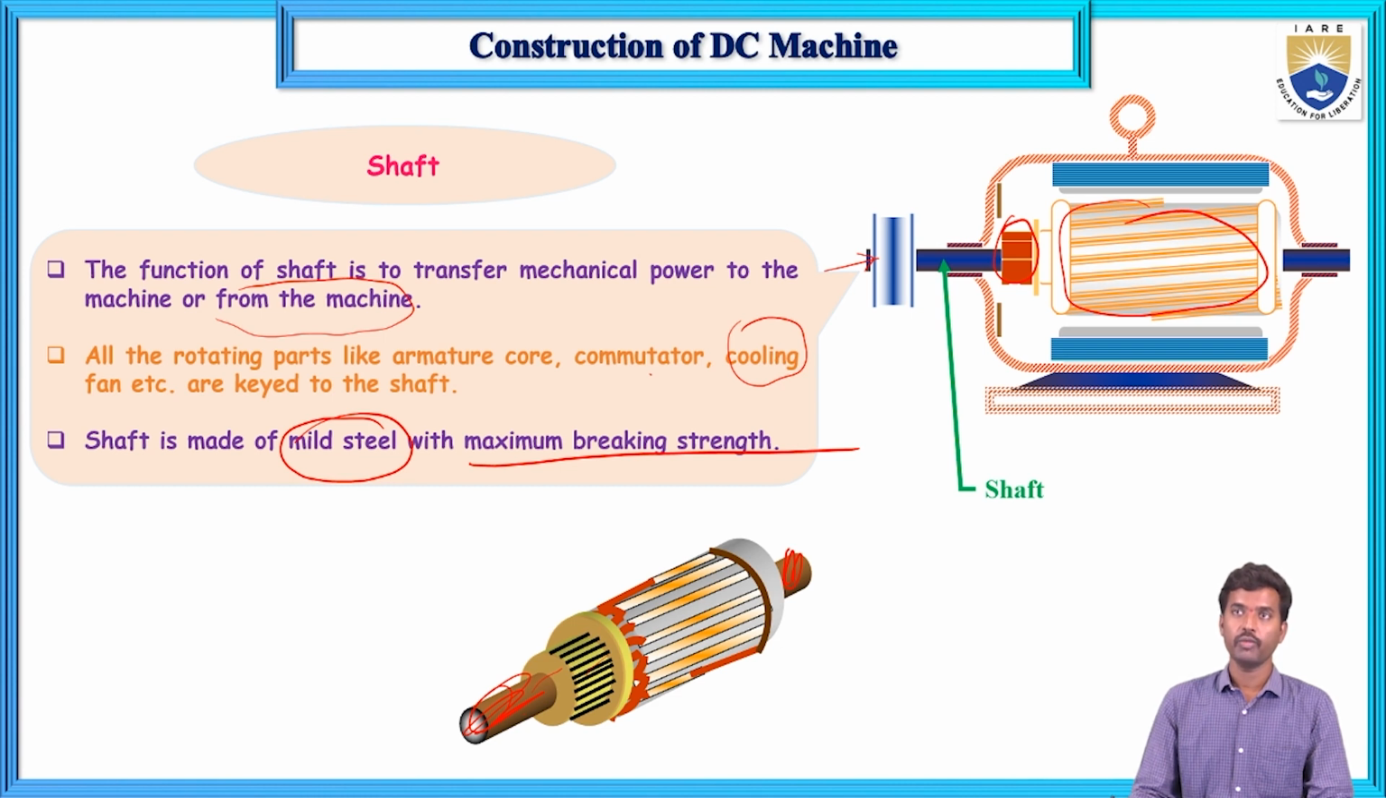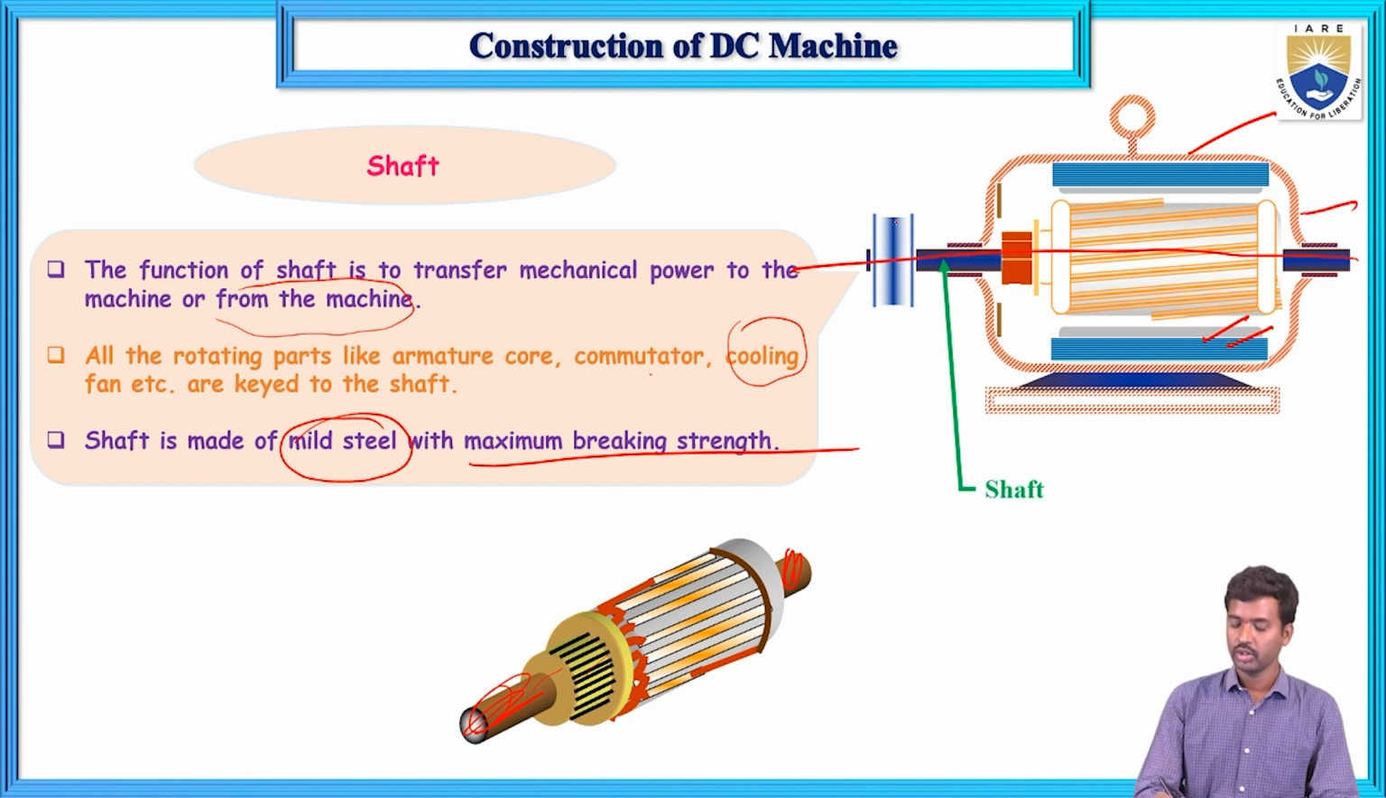So these are the parts: yoke, pole core, pole field winding, end housing, shaft, bearings, brushes, commutator, armature core, armature winding. I hope all these concepts are clear to you.